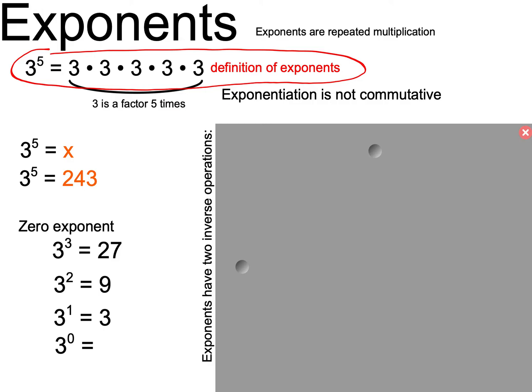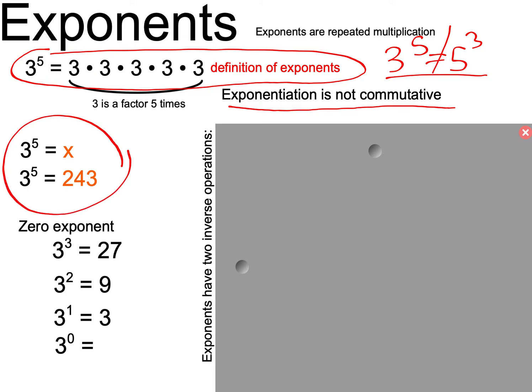One thing to note is exponentiation is not commutative. You cannot say 3 to the 5th and 5 to the 3rd are equal. They are not. So you cannot commute exponentiation. So the definition of exponentiation, if you look here, this is just kind of the regular forward direction. There are two inverse operations for exponents. This is because they're not commutative.